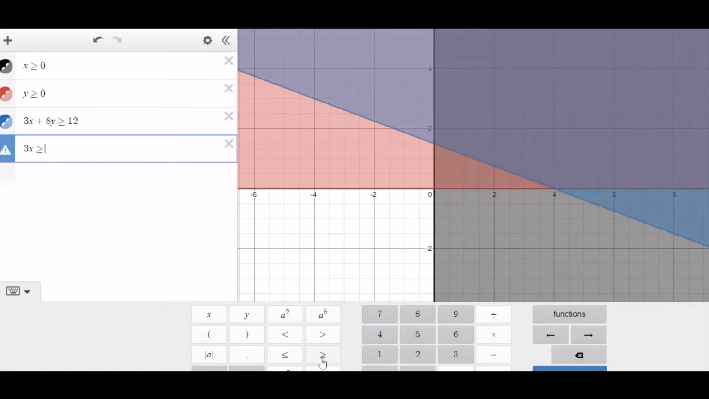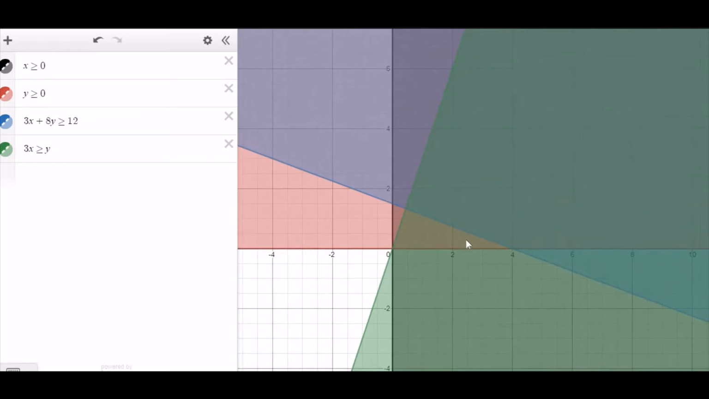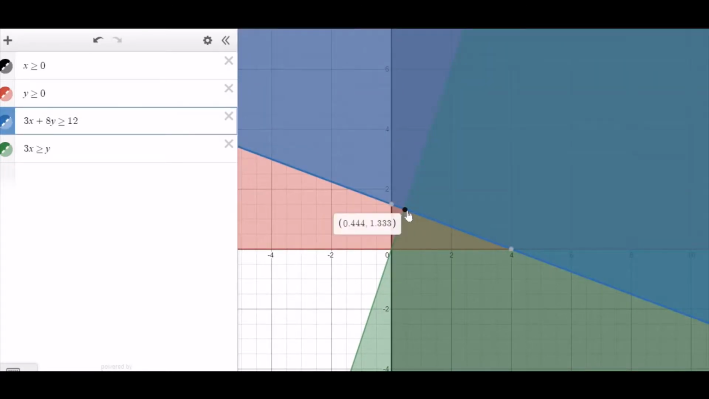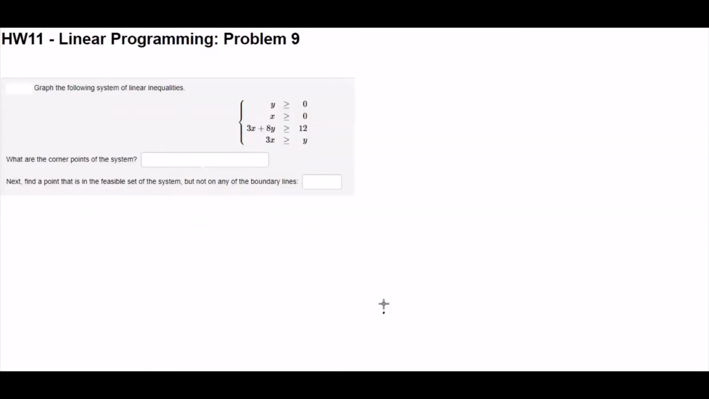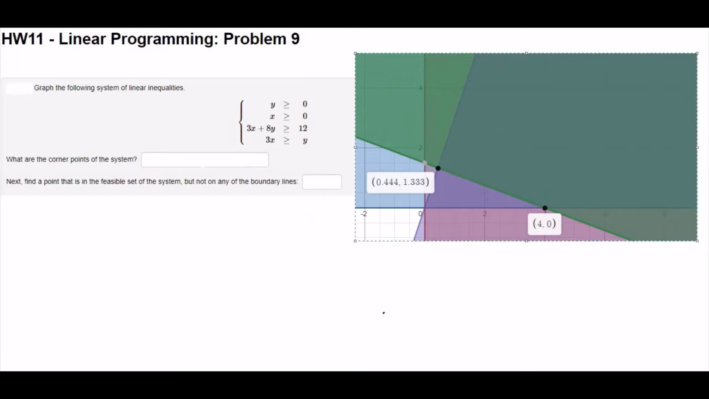or equal to y. So our feasible region is this region, starting from this vertex to this vertex, and all of this is our feasible region. Let's copy paste this and determine it. So our feasible region is starting from here, this vertex, here, and here.